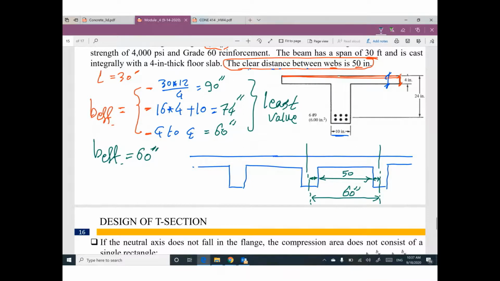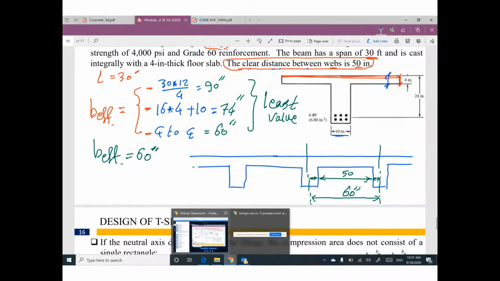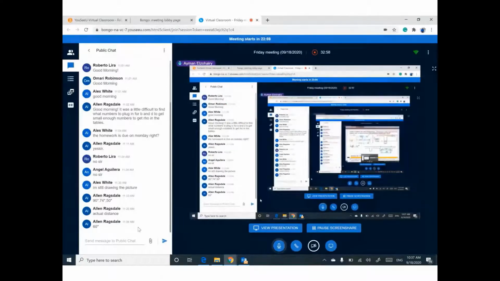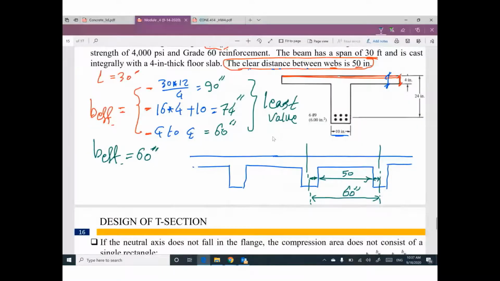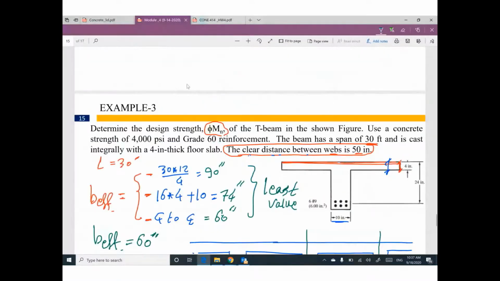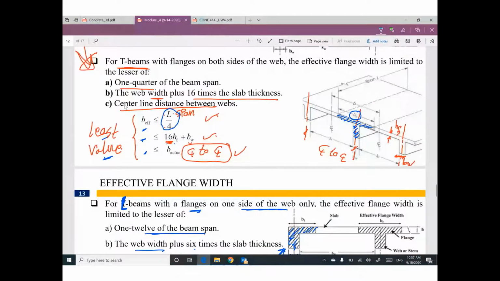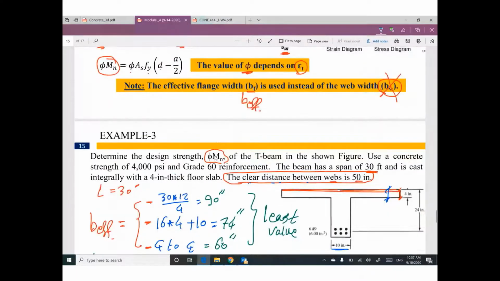Equal 60 inch. Yeah, thank you, Alan. Alan, 50 is wrong. 90, okay. 74, okay. But 50, be careful. Clear distance. No, I didn't say clear distance. I said center line distance between webs. So if the clear distance is given, you can figure out the center line to center line.